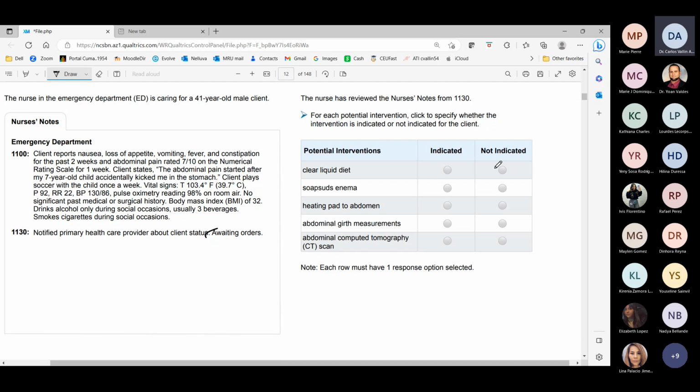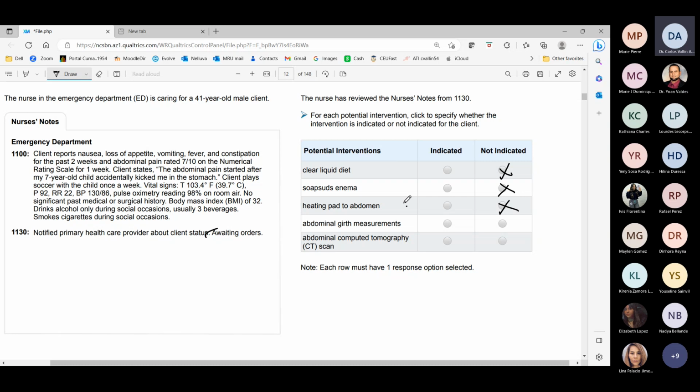Clear liquid diet is not indicated. The patient needs to be NPO. Enema, not indicated. An enema is contraindicated in appendicitis. Applying a hot pad to the abdomen to alleviate the pain is not indicated. In appendicitis, heat can accelerate perforation. It is covered when we study appendicitis. All these are covered, so it's content that you should know. Enema, no. Heating pad, no. Deep palpation, no. Diet, no.